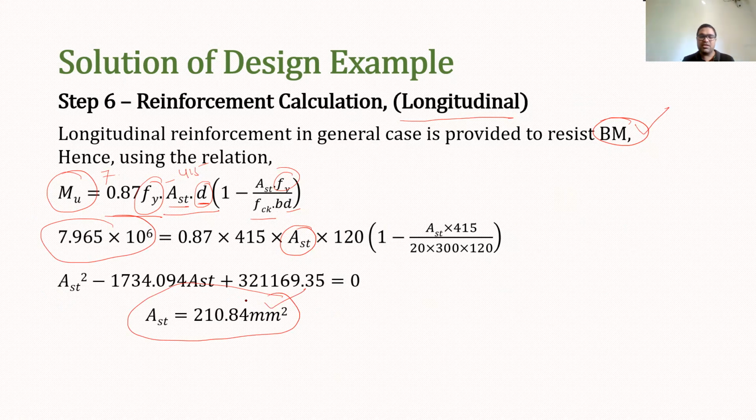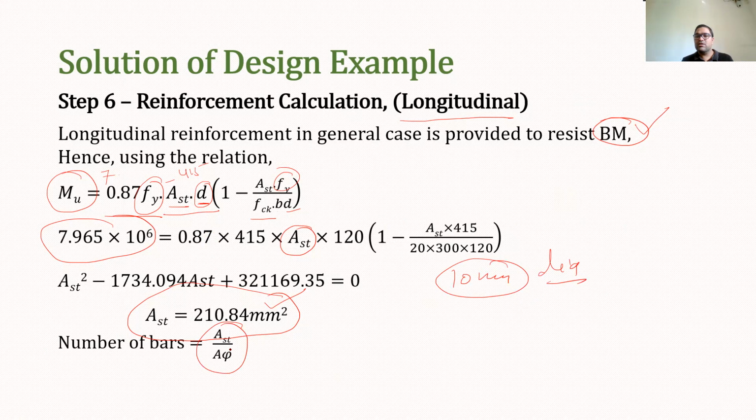So we have to convert this area into the number of bars, for which we have to assume the dia of bar here. So here we will assume the dia of bar, say 10 mm dia. So adopting 10 mm dia of bar, we can find out the number of bars. The number of bars is basically calculated with this relation, which is area of steel divided by phi. Phi means area of cross section of one bar. So total area of steel divided by area of cross section of one bar. So with this, we can find out the number of bars.